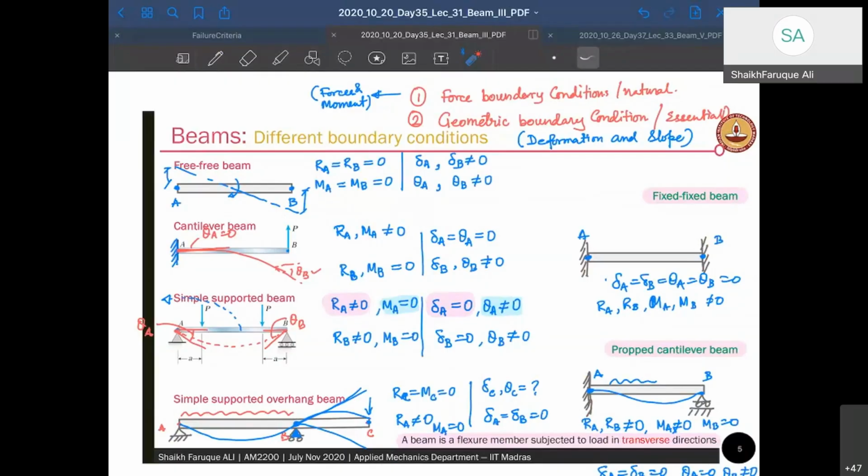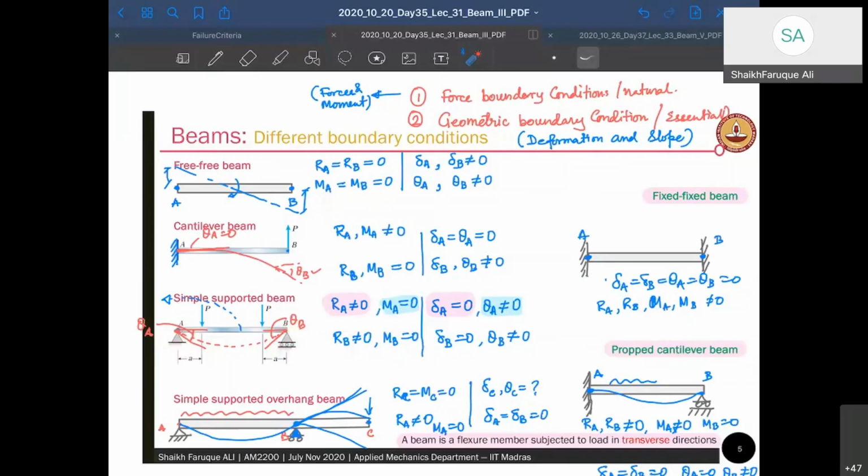Similarly, at point B, RB is not 0, but MB is 0 because it will not resist any rotation. Therefore, it doesn't have any moment carrying capacity. Similarly, it will not have any horizontal load carrying capacity. So if you push it horizontally and you don't have the hinge here, the beam will move horizontally, right? Because it's a roller. So horizontally also, it cannot take any force. So HB is also going to be 0, the horizontal force at B.